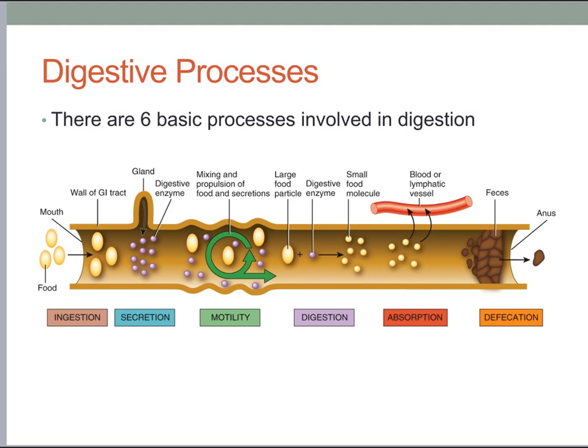We're going to be absorbing those nutrients into the blood or lymphatic vessels. And lastly, we have defecation. So removing any waste, byproducts, bits of food that we could not digest or absorb, we're going to eliminate through this process of defecation out the anus.